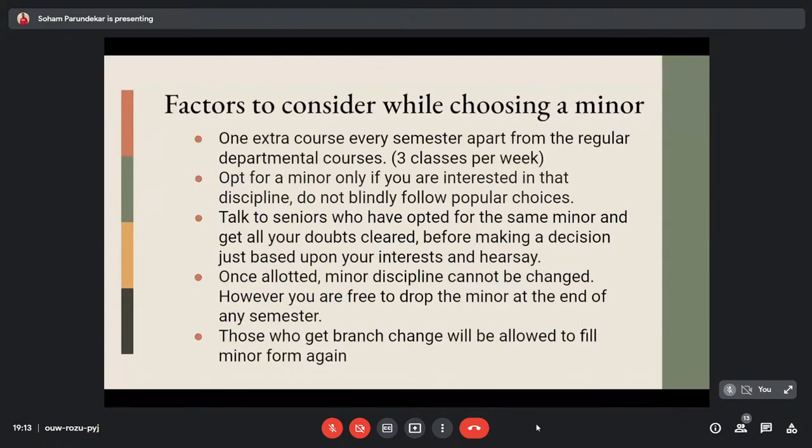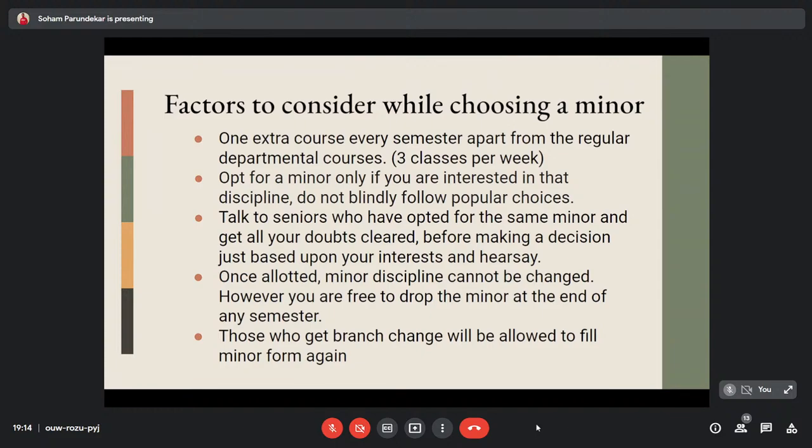Factors to consider while choosing a minor. The first factor is that you need to remember it will be one extra course added to every semester. That means 3 classes per week extra than you have for non-minor people. So opt for a minor only if you are interested. Don't blindly follow your friends or you will end up giving up on the minor. The best way to make sure is you talk to seniors who are currently pursuing that minor. So if you have any small doubts, all your doubts get cleared. Not the course doubts I'm speaking about, but regarding taking or not taking the minor.